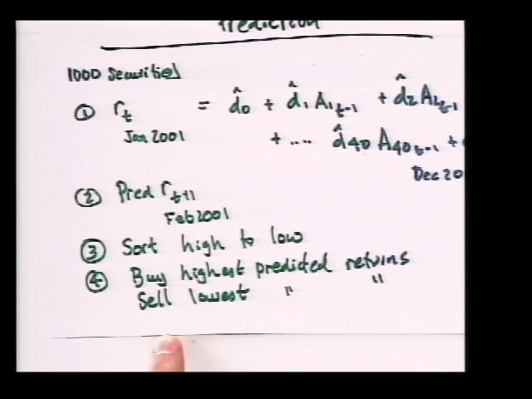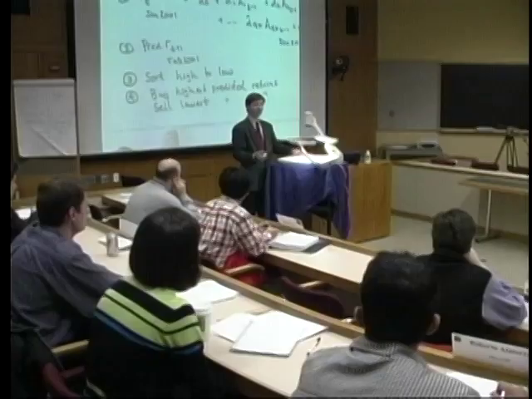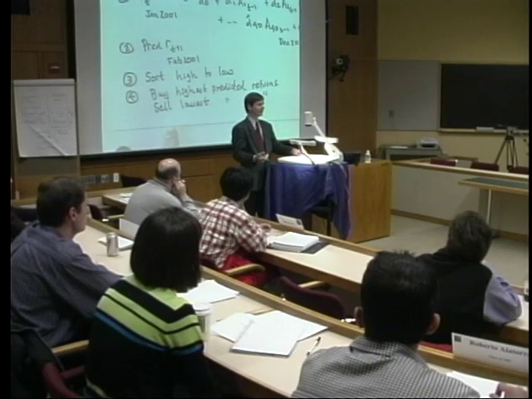So let's say you're in a market, and you're an investor in that market, and there's 1,000 securities, and you've got predicted returns for February 2001. And there's 100 of these securities that your program says sell. So you can't short sell them. What do you do?